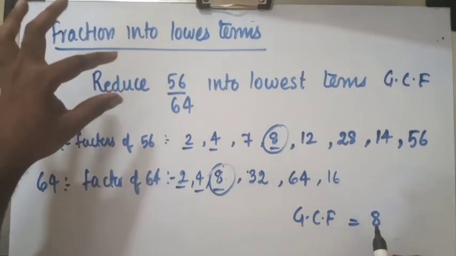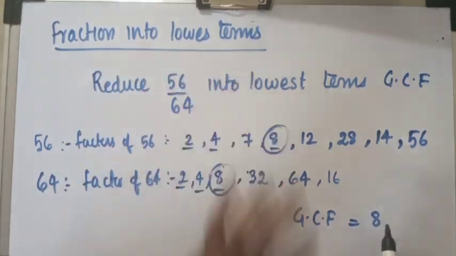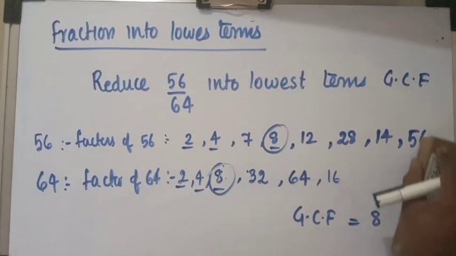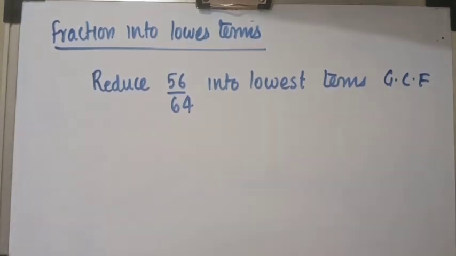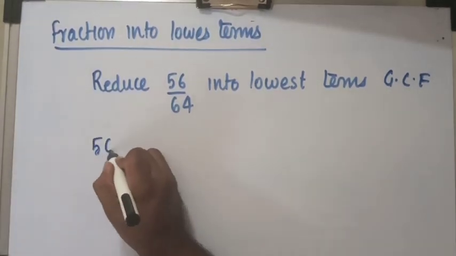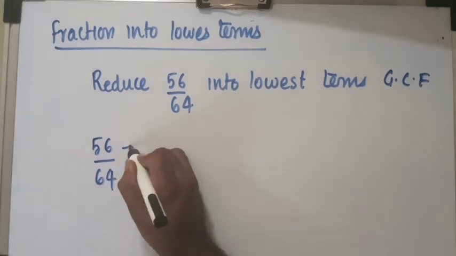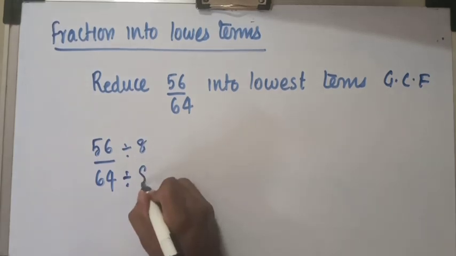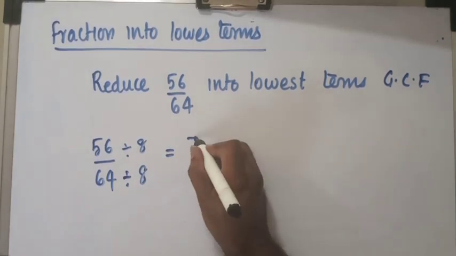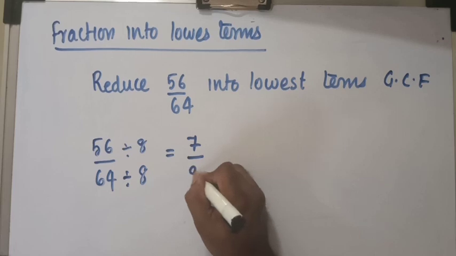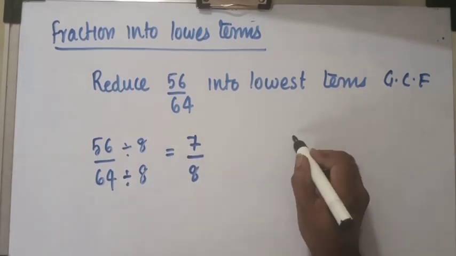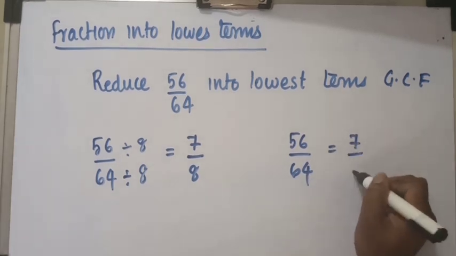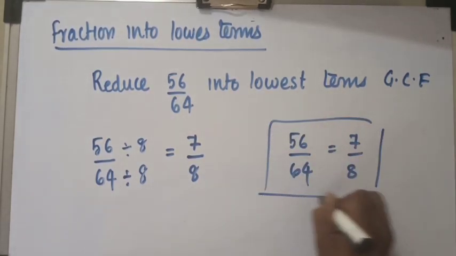So to reduce 56 upon 64 into its lowest term, I am going to divide the fraction by the greatest common factor. Children, I'll divide 56 and I'll divide 64 by 8. So 8 sevens are 56, 8 eights are 64. So the reduced form of 56 upon 64 is nothing but 7 upon 8. This is how you need to reduce.